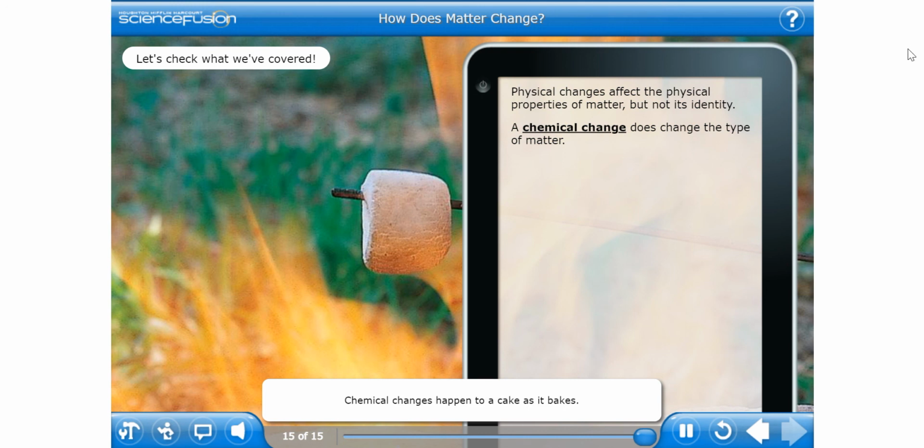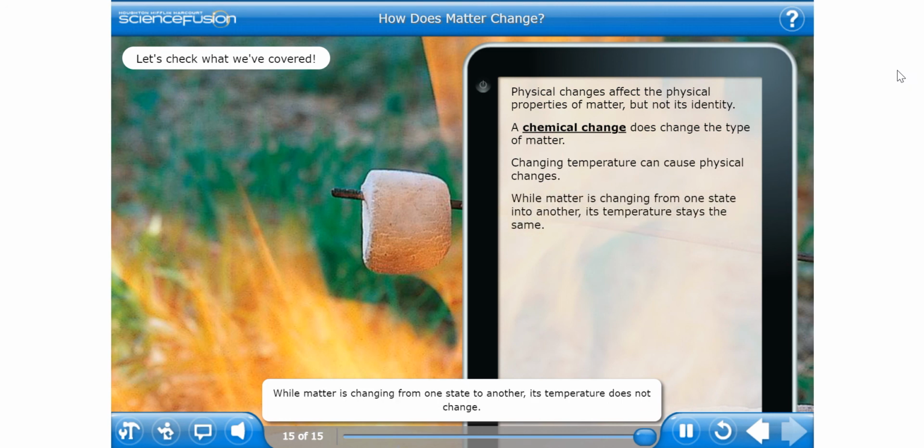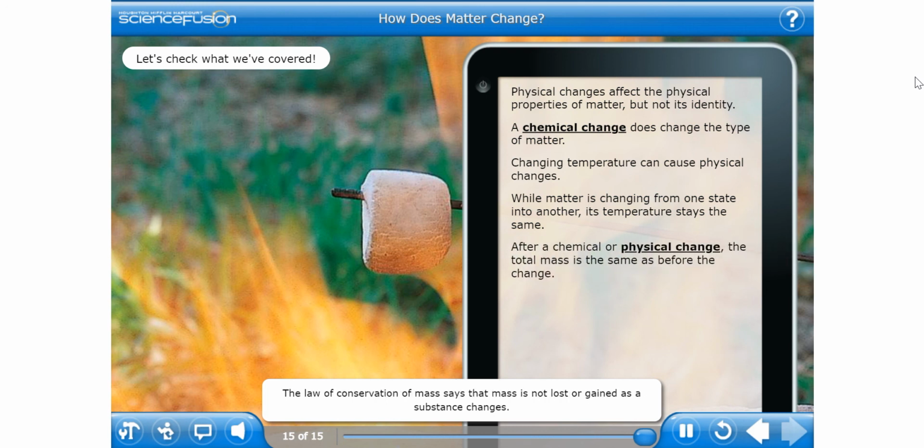Chemical changes happen to a cake as it bakes. Changing temperature can cause physical changes such as melting. While matter is changing from one state to another, its temperature does not change. The law of conservation of mass says that mass is not lost or gained as a substance changes. Now that you've finished this lesson, if you wish, you can go back and review any part of the lesson again.